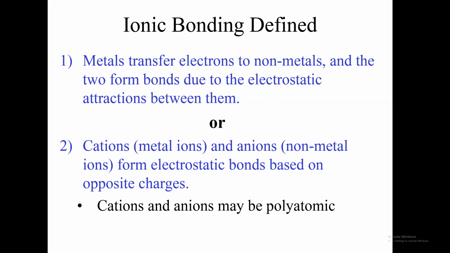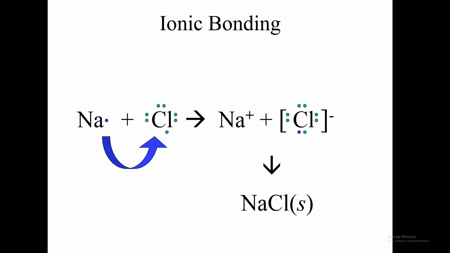Now let's define ionic bonding. Ionic bonding means that you are transferring electrons from metals to nonmetals, forming a bond between them using what's called electrostatic attraction. The word electrostatic means that there is some sort of charge. Generally, cations, or metal ions, and anions form these bonds based on opposite charges. It's very similar to a magnet. You'll find the positive and negative charges combining together.